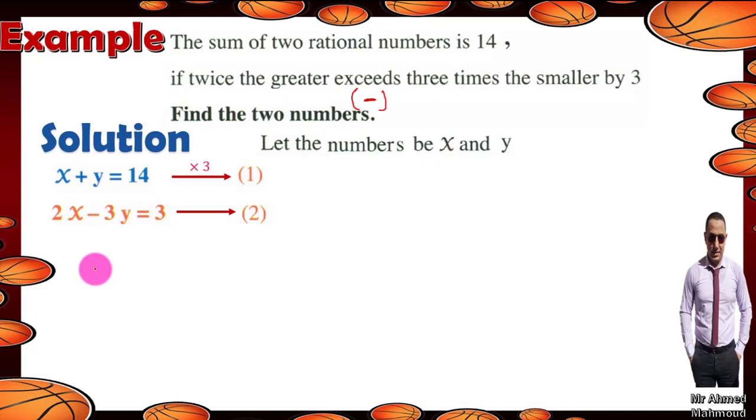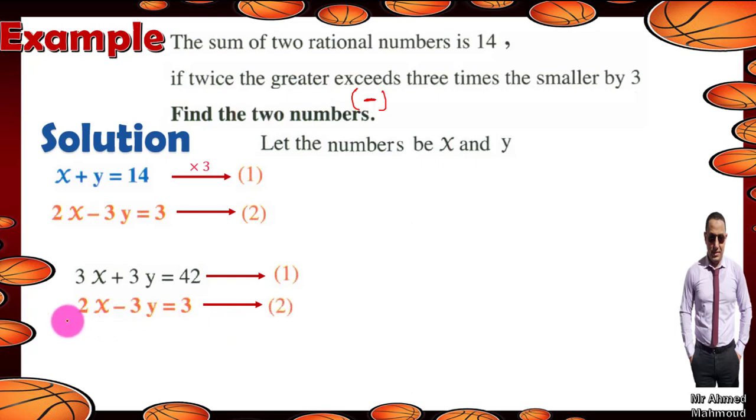So the first equation becomes x times 3 equals 3x, y times 3 equals 3y, 14 times 3 equals 42, like this. This is the first equation. The second equation is written below the first equation without change. Now I'm going to add the two equations to cancel y. 3x plus 2x equals 5x, negative 3y and positive 3y cancel, and 42 plus 3 equals 45, so 5x equals 45.